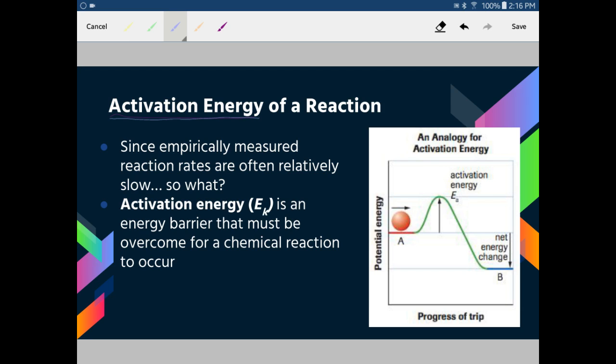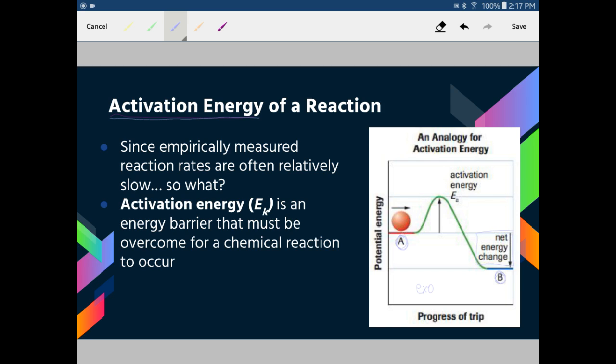So since we know that a lot of reactions are slow, why are they so slow? What is causing this to happen? Now, if we look at this activation energy in this diagram here, we see that this would be considered an exothermic reaction. We see that there's a loss. If we look at our reactants as A and our products as B, we see that overall the net energy change is a negative value. This would be an exothermic reaction.